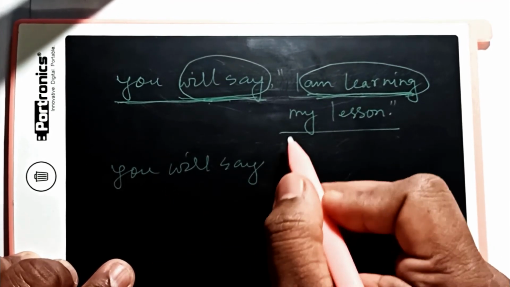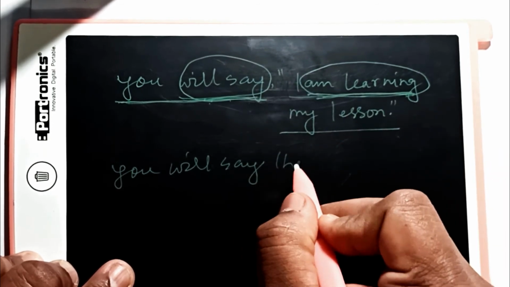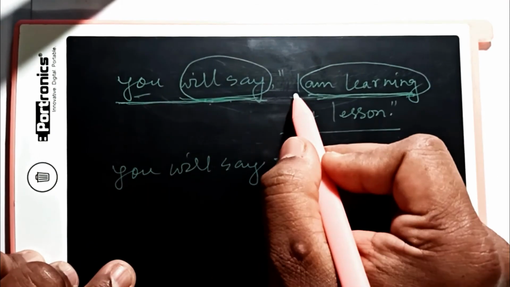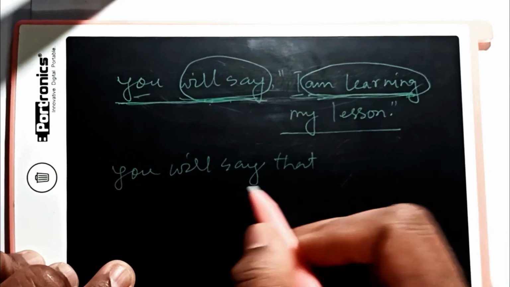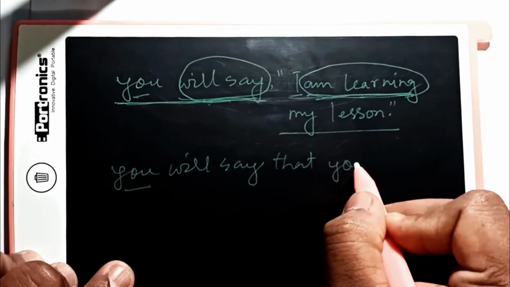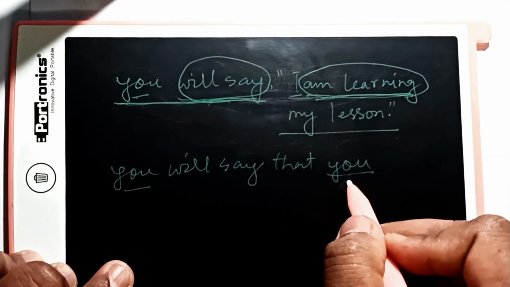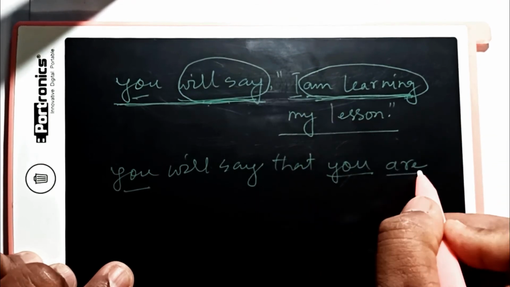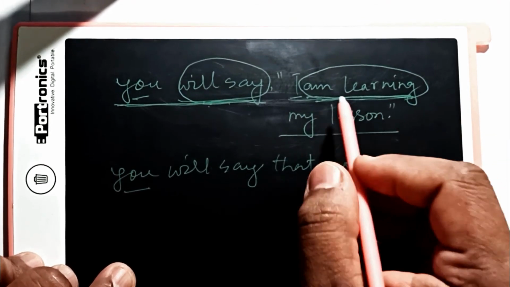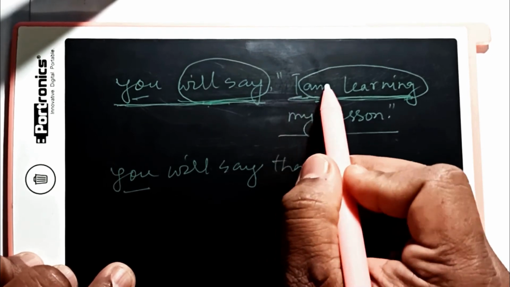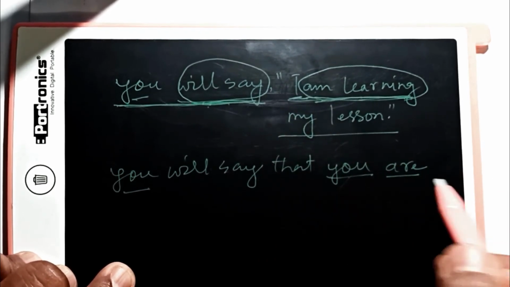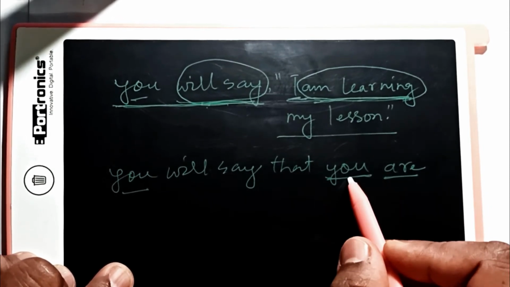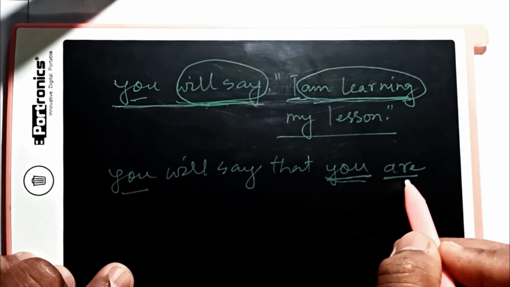You will say, then we remove comma and inverted commas, introduce that conjunction. You will say that. Now this "you" and this "I", same thing. That's why we will reconsider bringing this "you" once again here. We will replace this "I" with "you". You will say that you, now "am" will start changing here, and we will make it "are" instead of "am", because "am" goes only with "I". In present tense you will find "you" qualifying "are", because "you" is generally considered plural. Here of course it is singular, but still we have to consider it as plural.